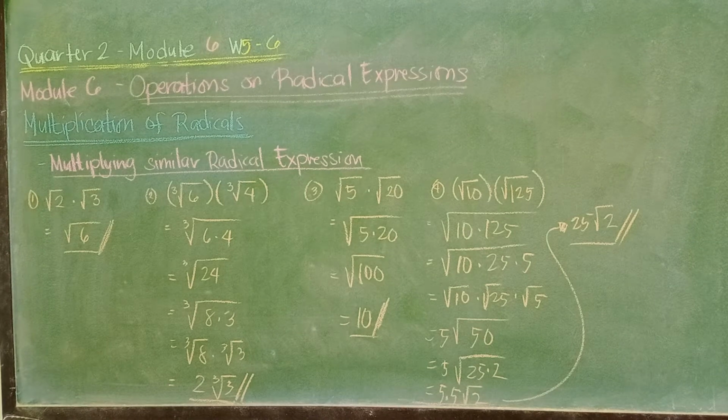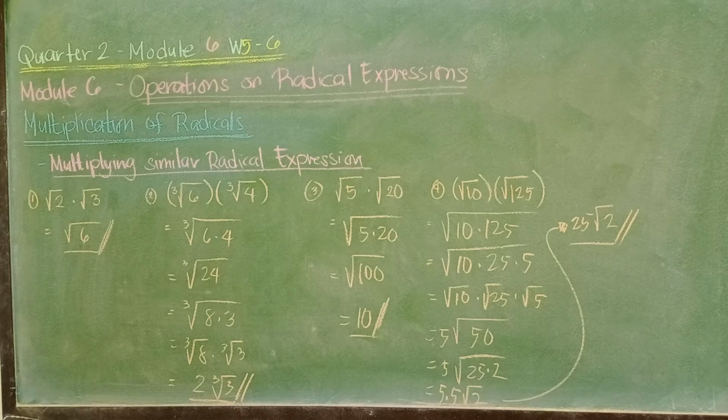So ganyan lang iba't ibang klase ng pagsisimplify under multiplication of radical expressions kapag parehas yung index nila. Doon sa addition at subtraction, ina-add at sinusubtract mo yung mga numerical coefficient, pero dapat tinitignan mo yung index at radicand. Dapat parehas sila ng index, parehas sila ng radicand. Dito sa multiplication, pwedeng magkaiba yung radicand, pwedeng magkaiba yung indices, pwede mo pa rin silang i-multiply. So gagawan mo na lang ng paraan para ma-multiply mo sila.